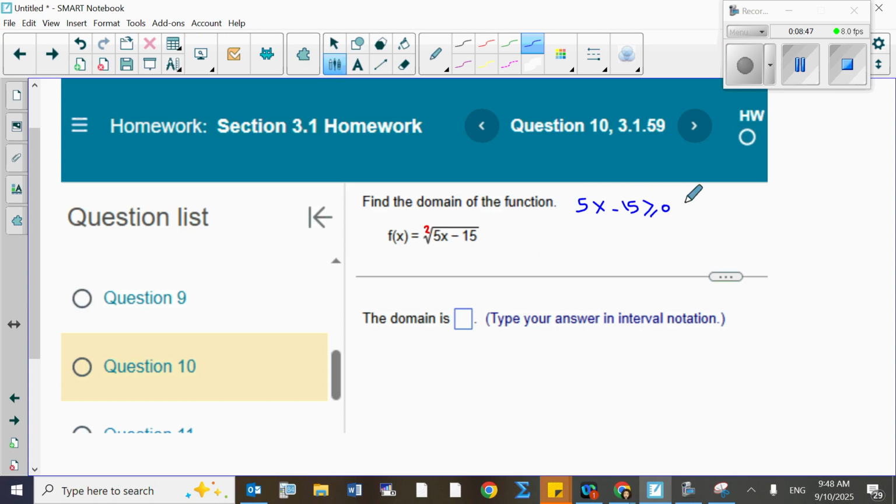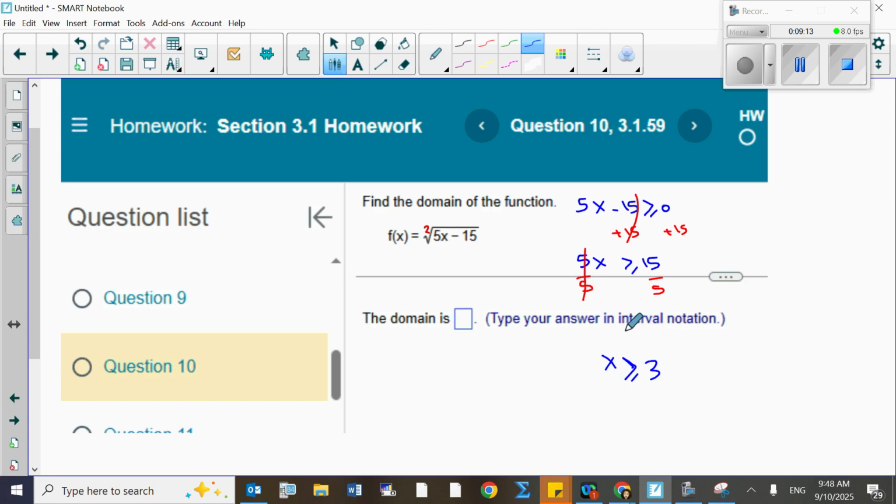Now solve this for x. Just act like you have a normal equation. What do you do here to get the x by itself? We're going to add 15 to both sides. So I will have 5x greater than or equal to 15, and then divide by 5. So x will be greater than or equal to 3.